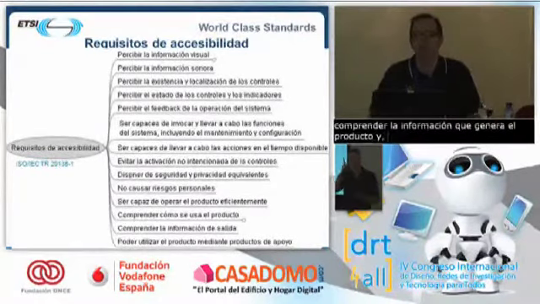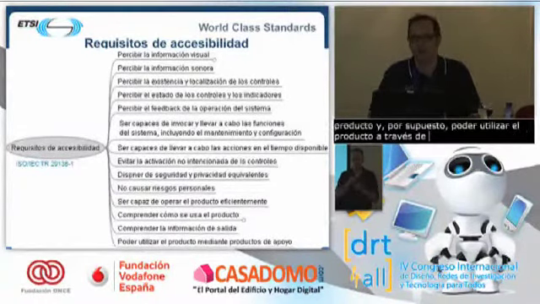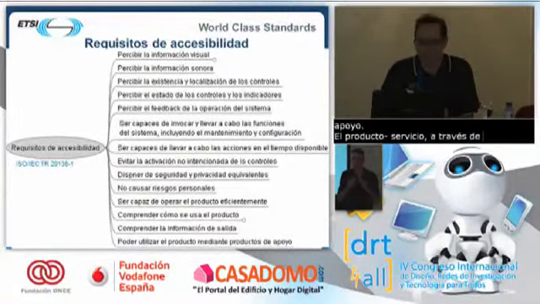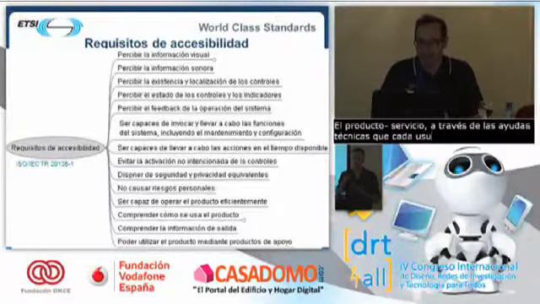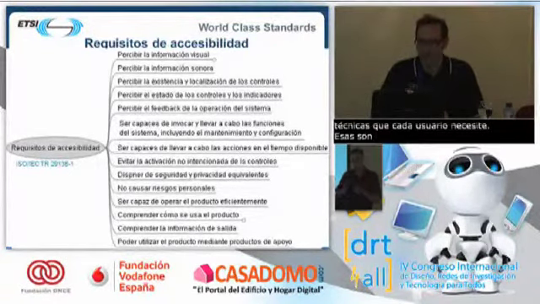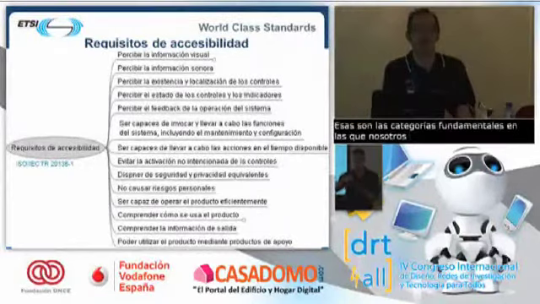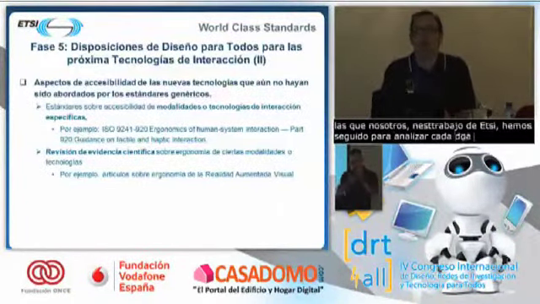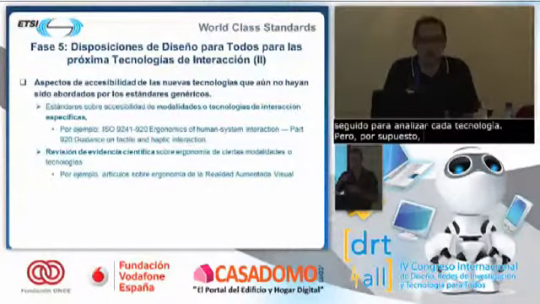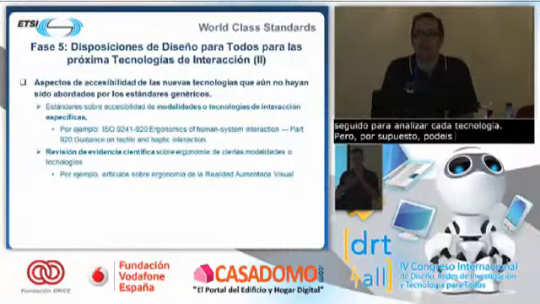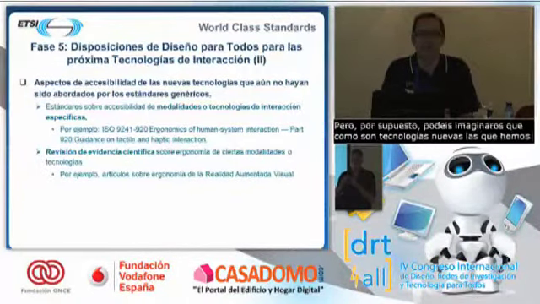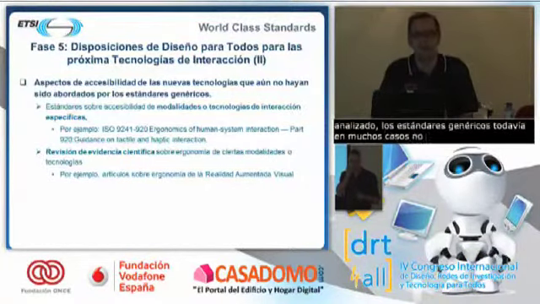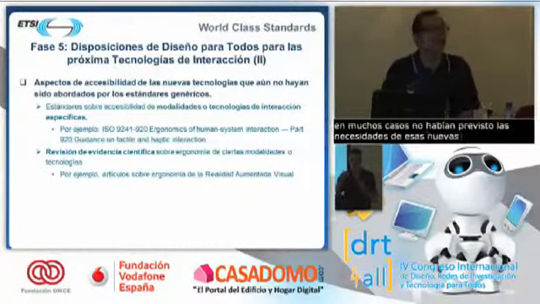Provided and produced by it, and obviously they must be able to use it via the support mechanisms and devices. So these are basically the categories that we have included and worked with in order to analyze each technology in the ETSI group. But as we're talking about new technologies, the technologies that we have analyzed are new, so the generic standard did not always take into account the needs of these new technologies.